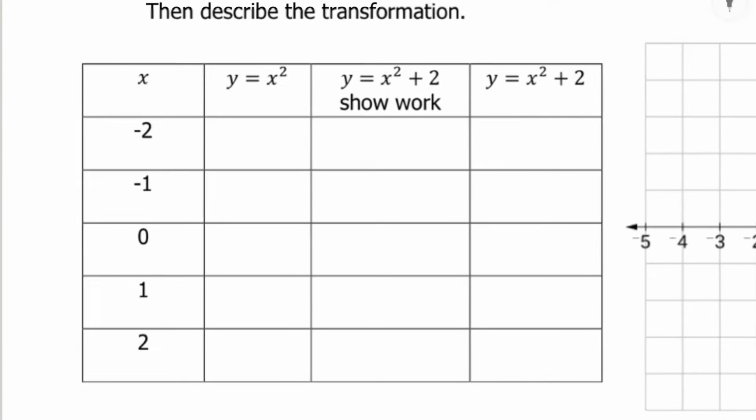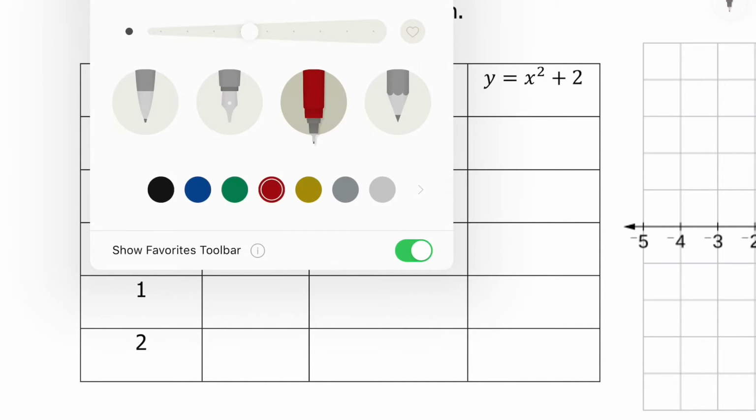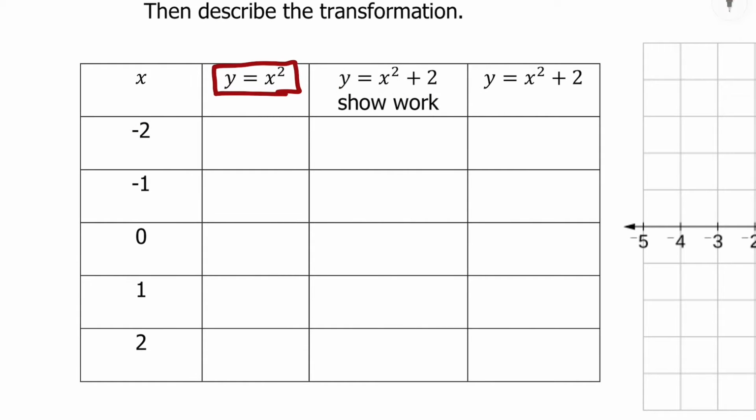So this first one here is y equals x squared. I'm going to use red. So we're just going to do each of these pieces. So negative 2 squared, negative 1 squared, and so on. I am not going to write all those parts there. I am just going to write the answer. So negative 2 squared is 4, negative 1 squared is 1, 0 squared is 0, 1 squared is 1, and 2 squared is 4.